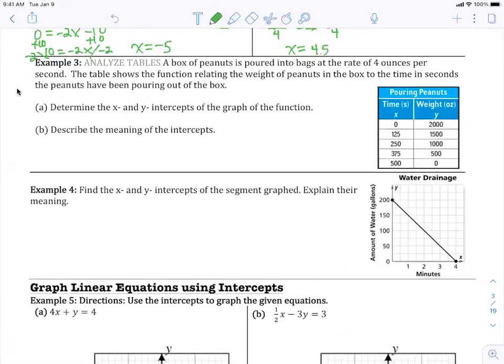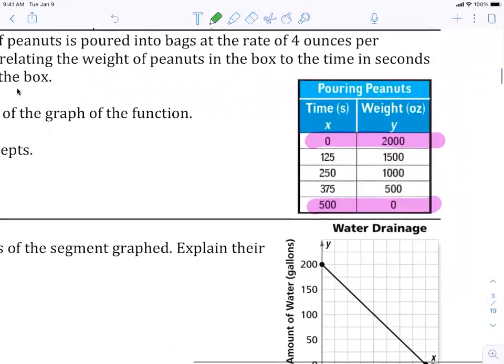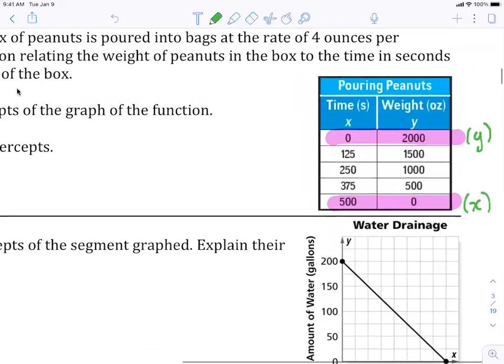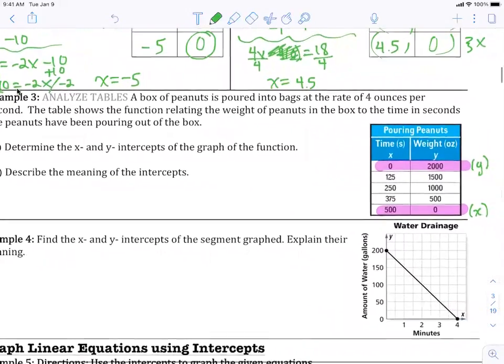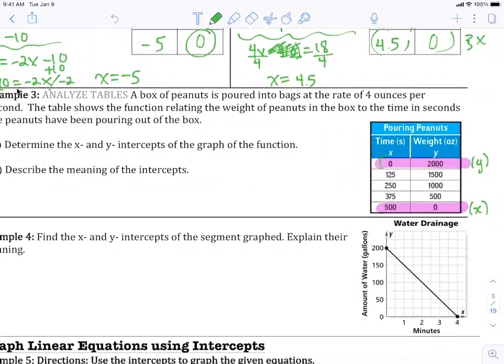Again, to find my intercepts, I'm really looking for two specific things. I'm looking for an x to be 0 and a y to be 0. And I see those right now. When x is 0, y is 2,000. And when x is 500, y is 0. And those right there are your intercepts. This one I go left and right 0, up 2,000. This one is my y-intercept. This one I go right 500, up or down 0. I don't move off my x-axis, so that becomes my x-intercept. Now, that is your answer for part A. Your answers are going to be (0, 2,000) and (500, 0).